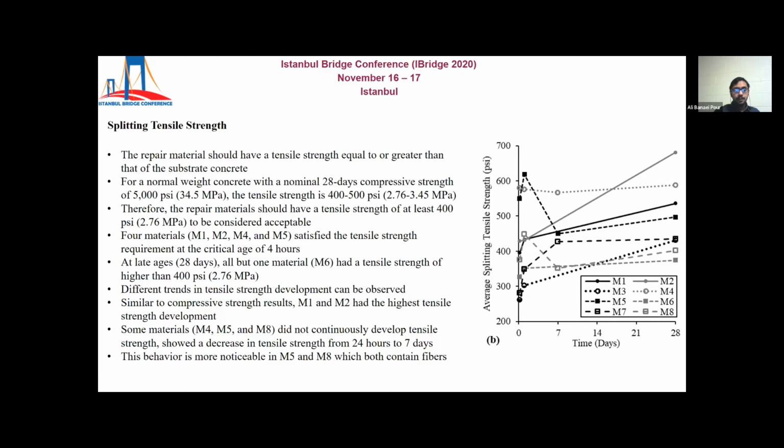M4, M5, and M8 did not continuously develop tensile strength and showed a decrease in tensile strength from 24 hours to 7 days. This behavior is actually more pronounced for M5 and M8. Both of these actually contain fiber.